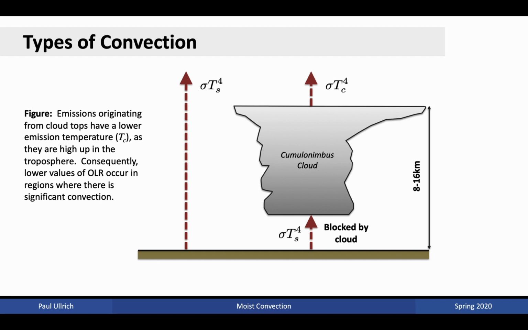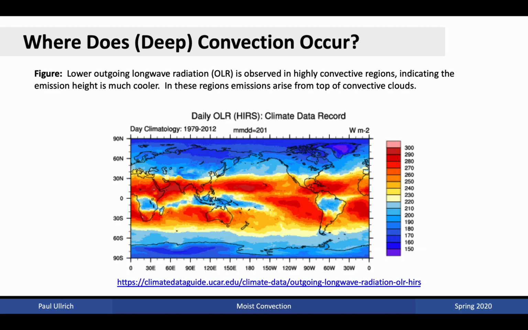If we have a cumulonimbus cloud, then most of the radiative emission is coming from the cloud top, because emissions from the surface are effectively blocked by the cloud. Consequently, the emission temperature observed from space is going to be the temperature of the troposphere at the cloud top. Whereas under clear conditions, the emission can come directly from the surface and hence will typically be much warmer, producing a warmer overall emission temperature.